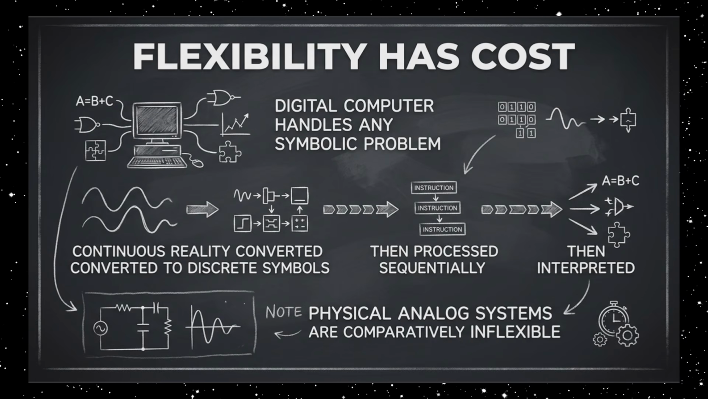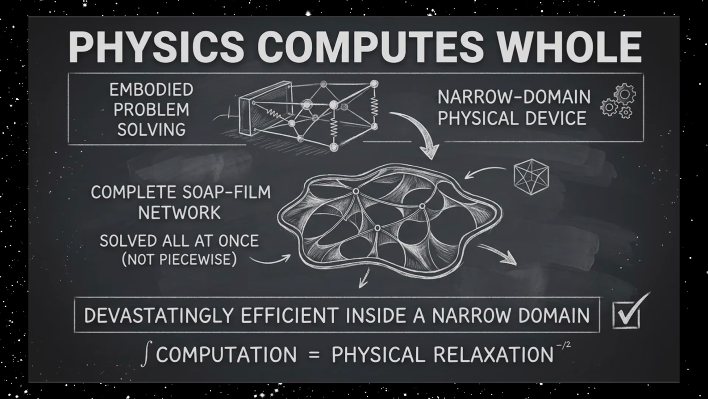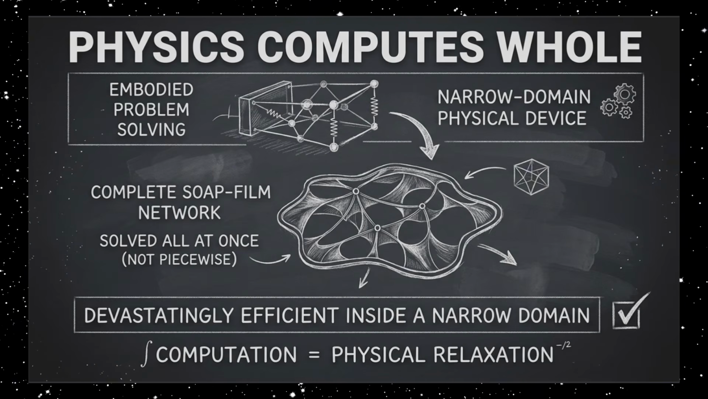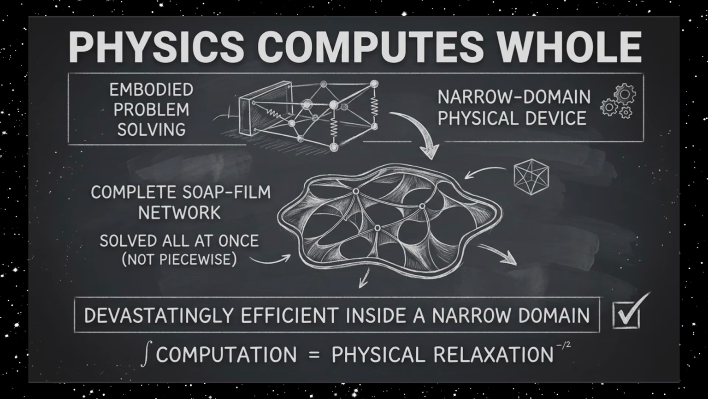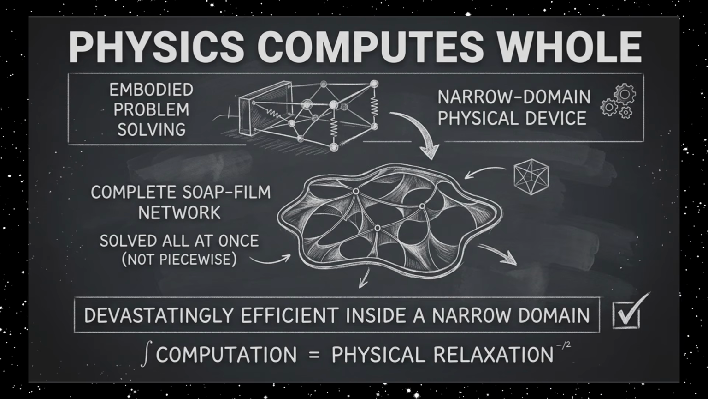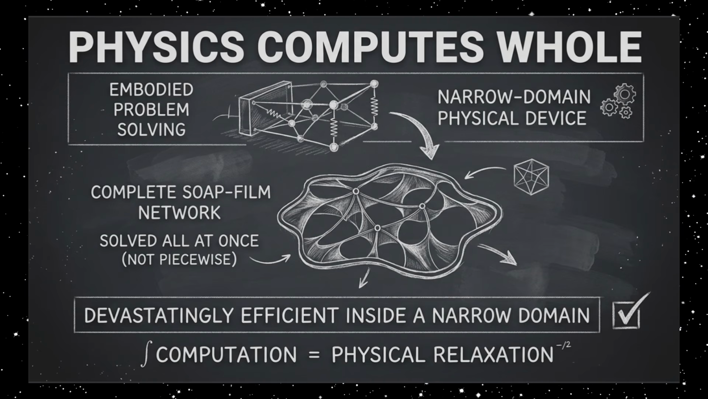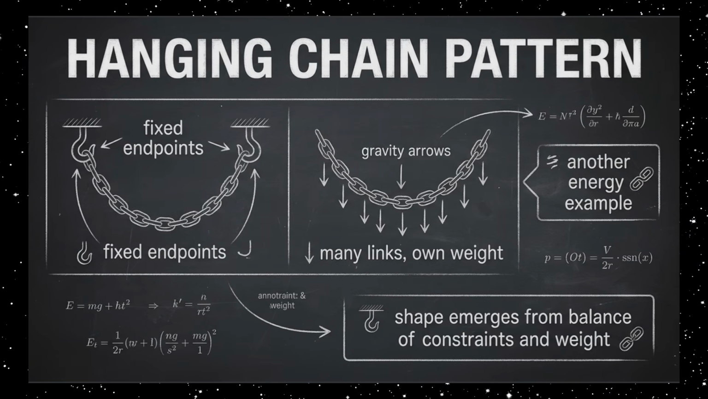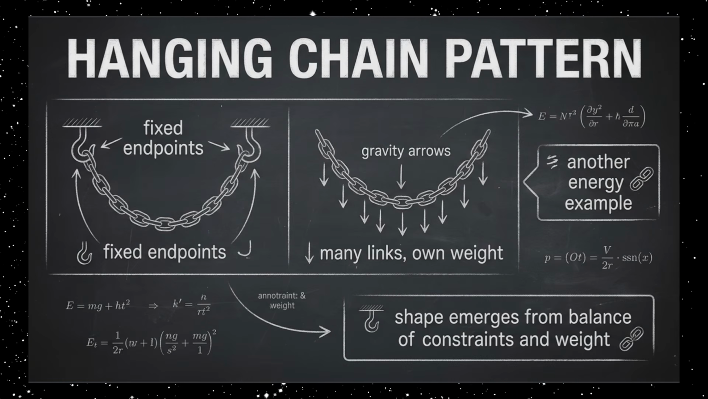Analog computers, like the soap film, are inflexible. They can only solve the particular physical problem that they embody. But within that narrow domain, they're devastatingly efficient, because they don't break the problem into pieces. They solve it whole, all at once, using the physics itself as the computation. This is the key insight, and I want to dwell on it, because it connects to something much bigger.